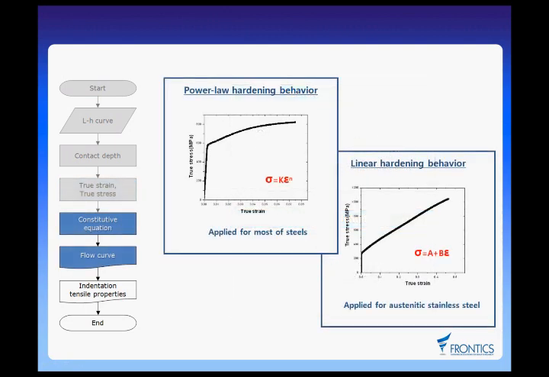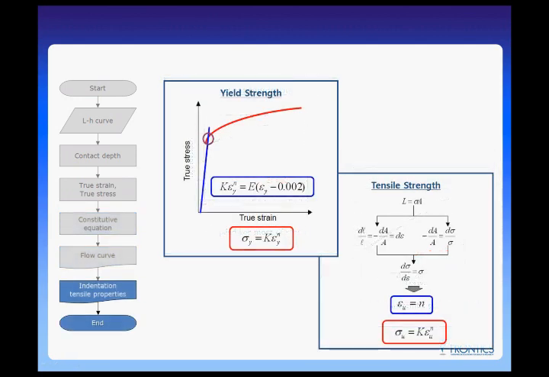Using the stress strain points, a flow curve is developed at step 2. The element is divided into 2, and the test is carried out optionally. Finally, at step 3, yield strength and tensile strength are obtained using the flow curve.